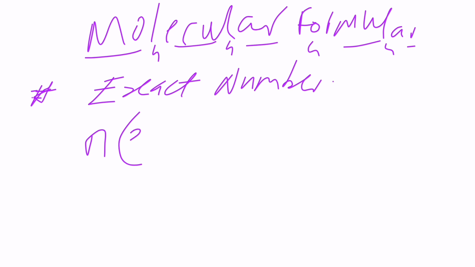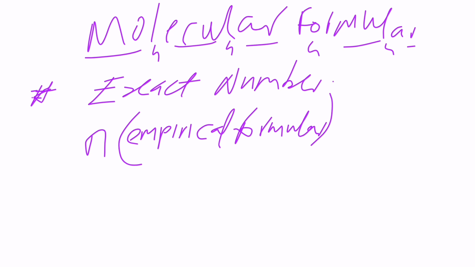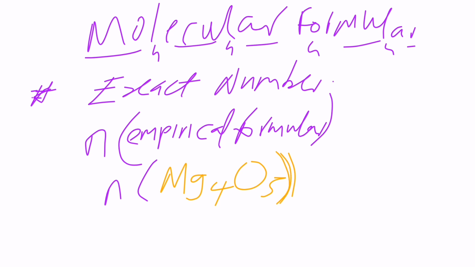So you multiply by the empirical formula. If n is the multiplier, let's give an example, the one we get from calculating, say Mg4O5, like this. That is the empirical formula. We multiply the empirical formula by n.